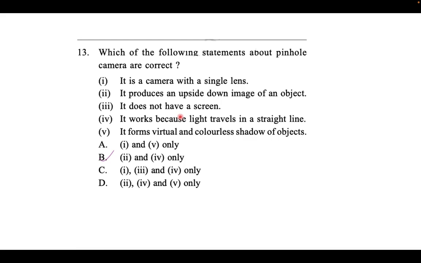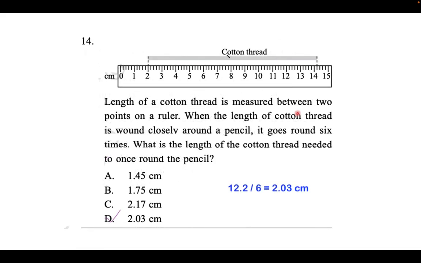The screen is translucent. It works because light travels in a straight line. This is correct. It works because of the rectilinear propagation of light. It forms virtual and colorless shadow of objects. This is wrong, as a pinhole camera forms real and colorful images of objects. B is the answer.